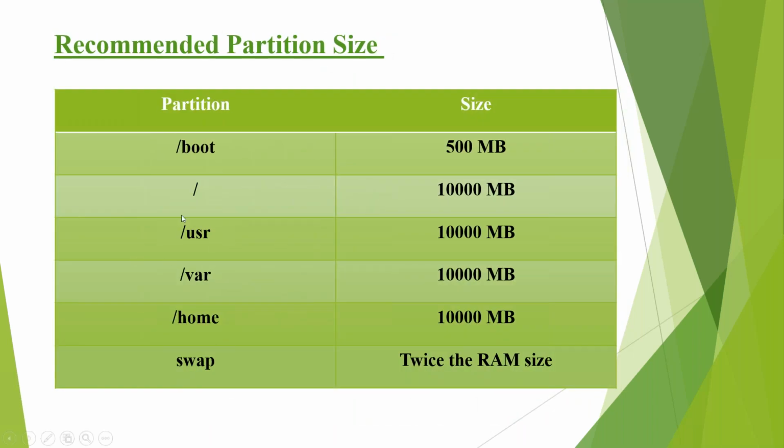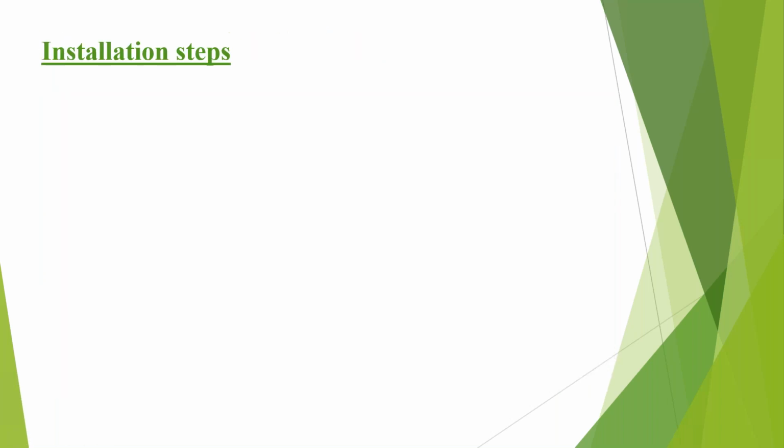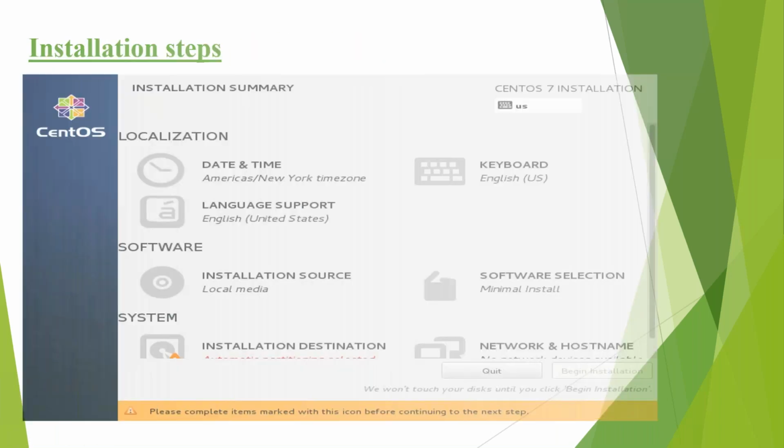And these are the recommended partitions. While installing the operating system, these are the recommended partitions to be created in Linux. What are these partitions? I'll explain later. Before this, first I will explain the file system hierarchy model for Linux.